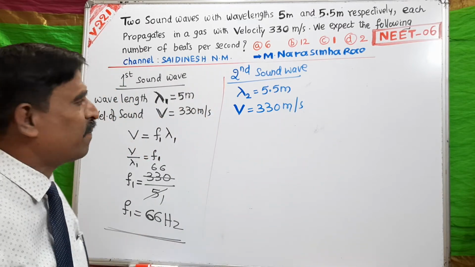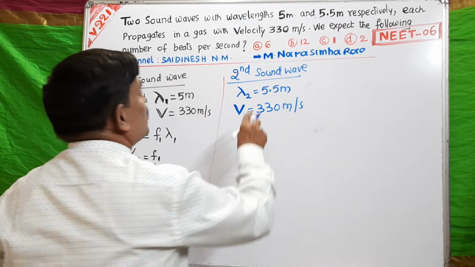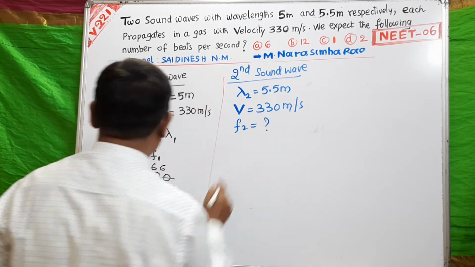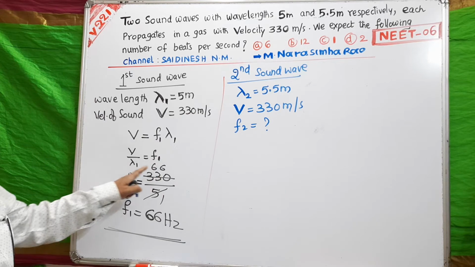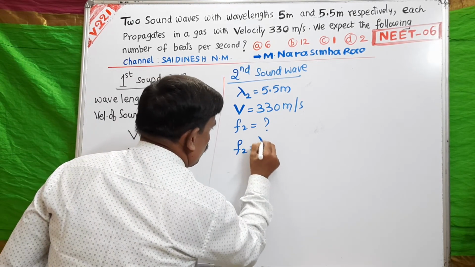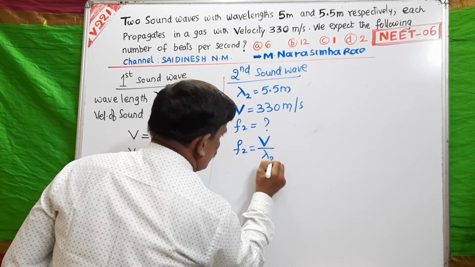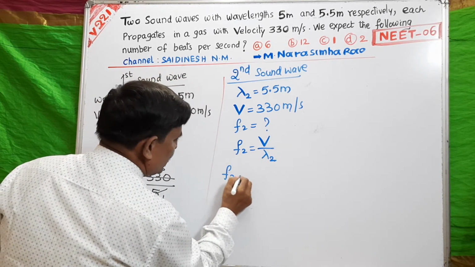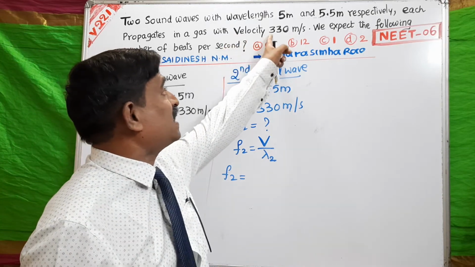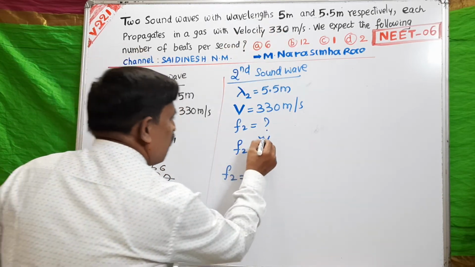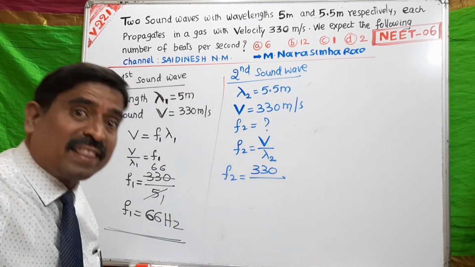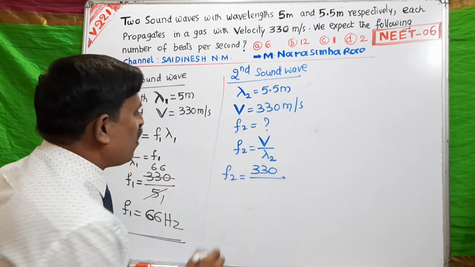And one more thing. Frequency of the sound wave, we need F2 is equal to how much? F is equal to V by lambda. F2 is equal to V by lambda 2. F2 is equal to V, velocity of sound in the given gas, 330 meter per second. Lambda 2, wavelength of the second sound wave, 5.5.